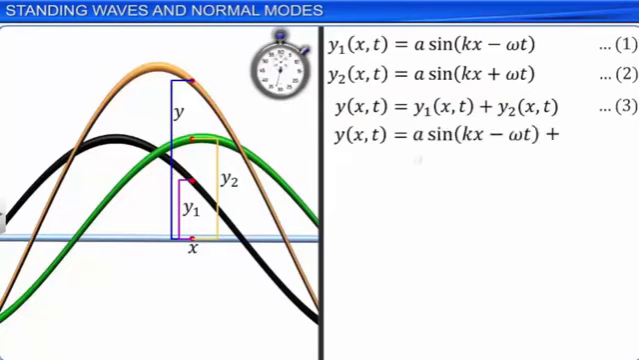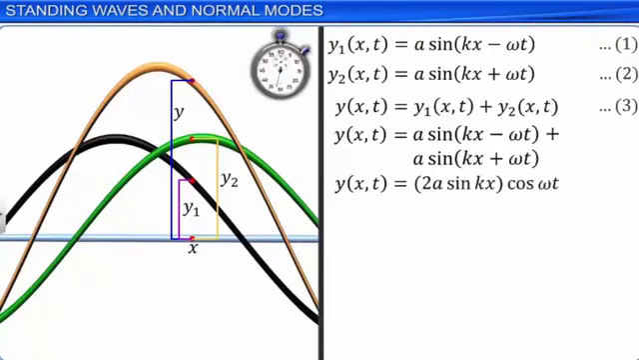In equation 4, 2a sin kx represents the amplitude of oscillations of an element of the string located at position x. Note that this amplitude changes with x, whereas in a traveling wave, the amplitude of the wave is the same for all the elements of the string. Therefore, equation 4 represents a standing wave and not a traveling wave.